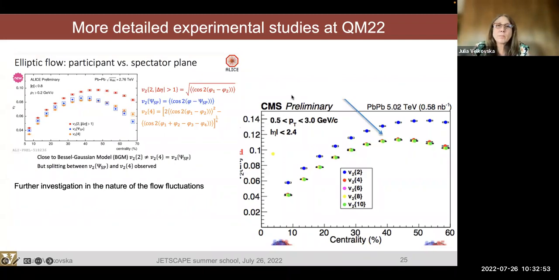Similarly, CMS in lead-lead collisions measured elliptic flow not just with two particles, but with 4, 6, 8, and now even 10 particle cumulants over a very broad range of centrality. The systematic uncertainties are very small, so you can make sense of actually some tiny differences between these measurements with different numbers of particles.